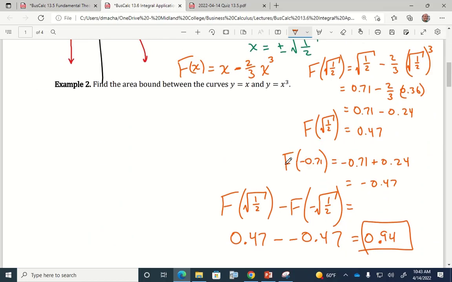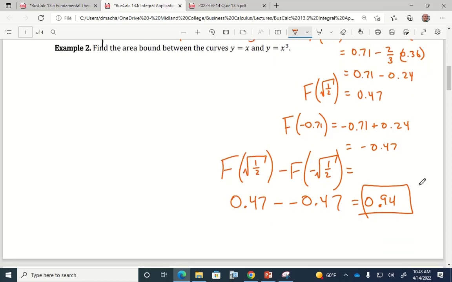So if you evaluate capital F at the lower bound, negative square root half would be negative 0.47. And whenever we evaluate a definite integral, we take the antiderivative of the upper bound minus the antiderivative of the lower bound. Oh, so it would have ended up adding. Yeah, 0.47 minus negative 0.47. Okay. Good question.